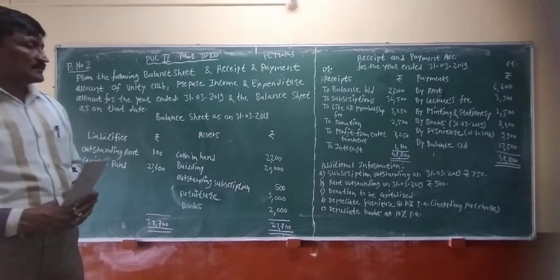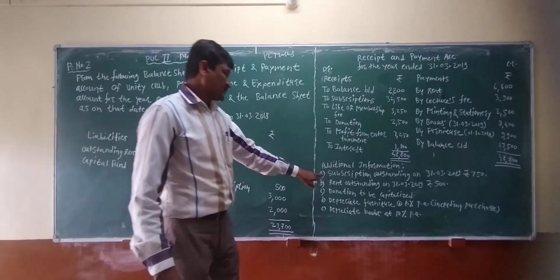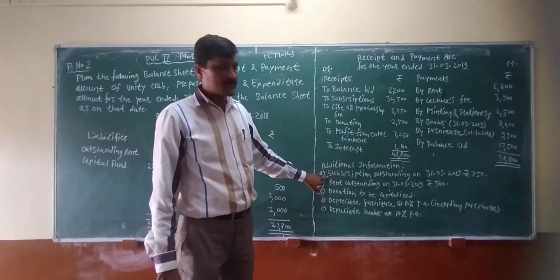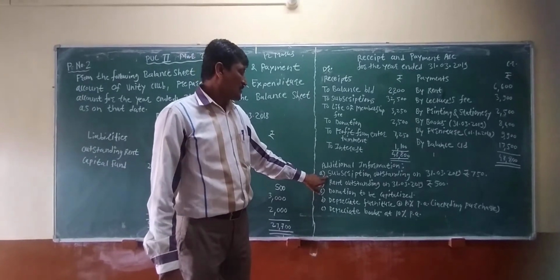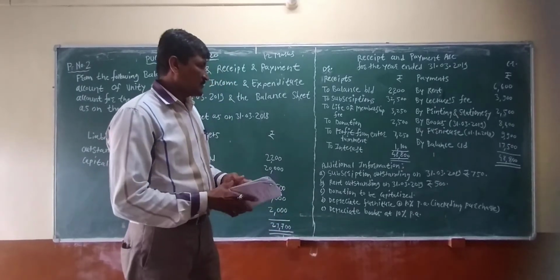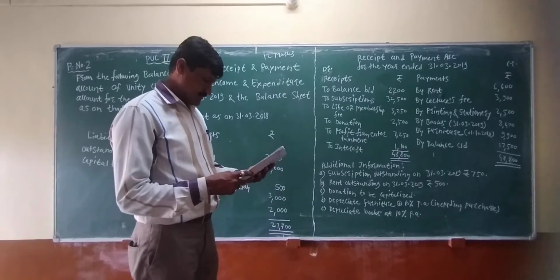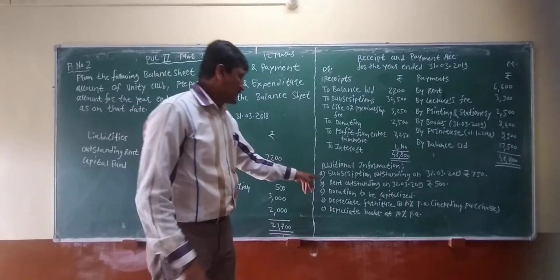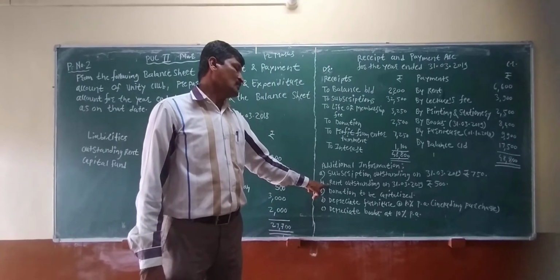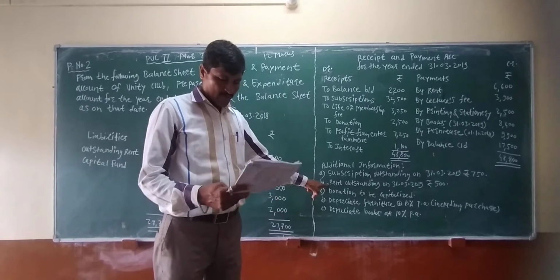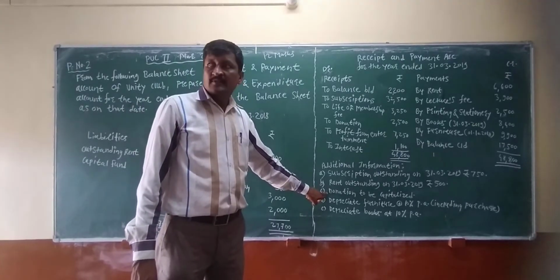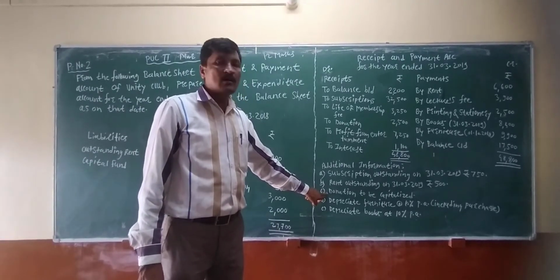Just see the adjustments. Number one, subscriptions outstanding 750. Since current year outstanding is given, you add it to the subscription amount and show it on the asset side. Rent outstanding on 31st March 2019 is rupees 500, so you show that amount on the liability side. Donations to be capitalized, so they are already included in the capital fund.